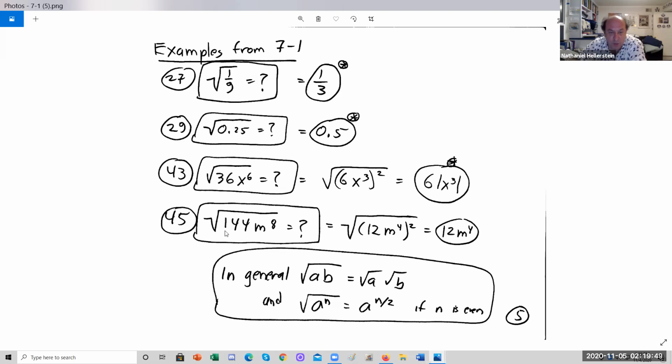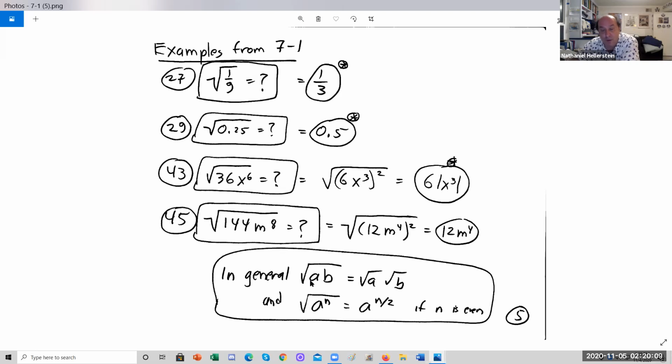144 m to the 8th, well, square root of that, well, 144 is 12 squared. M to the 8th is m to the 4th squared. And the square root and the square cancel out. And I write 12m to the 4th. Well, actually, I don't need an absolute value sign because a 4th power is always positive anyhow.